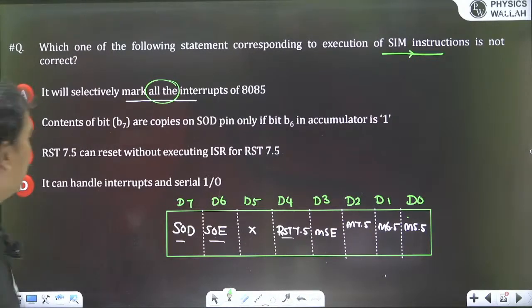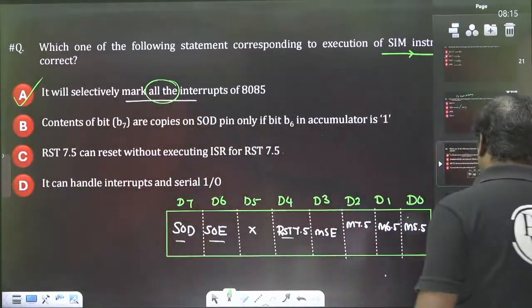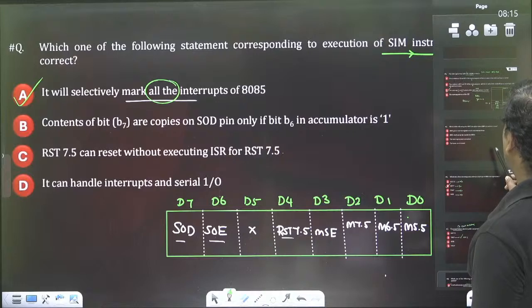Okay? So option A is the answer. Sure, let us go for the next. I think all we have covered.